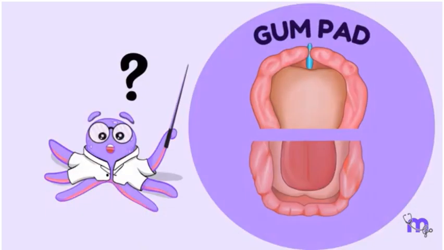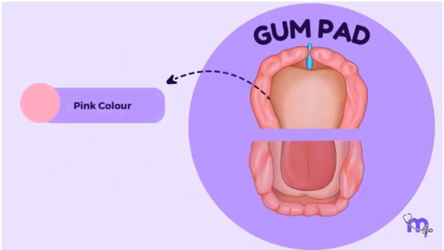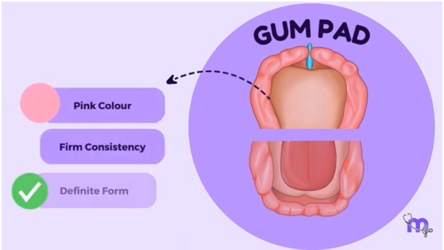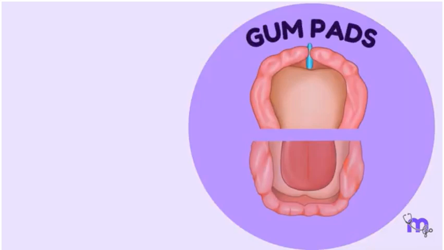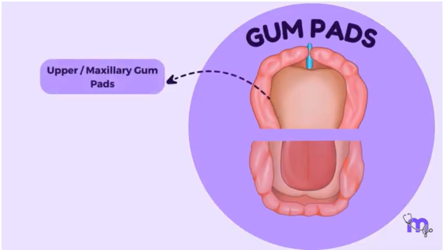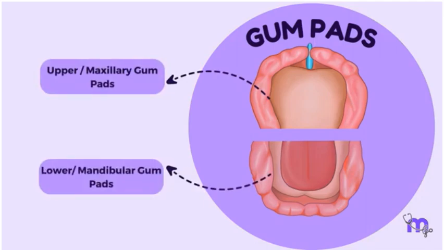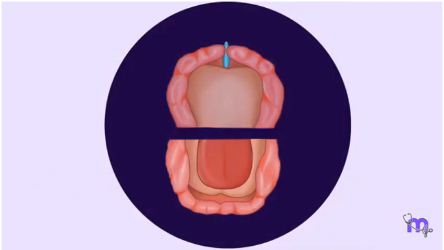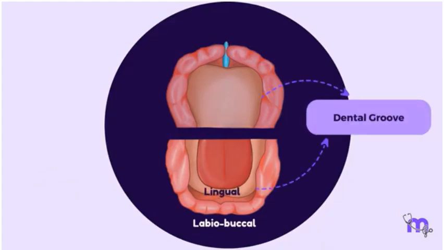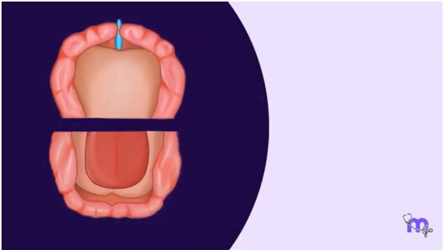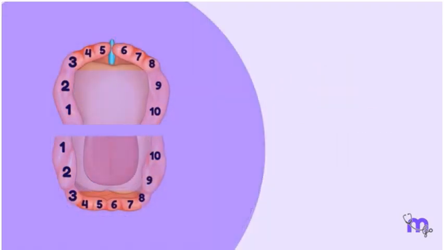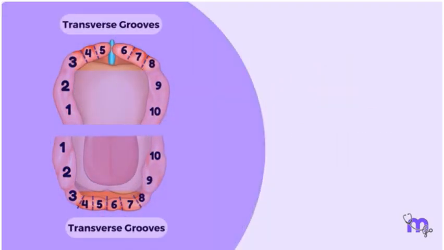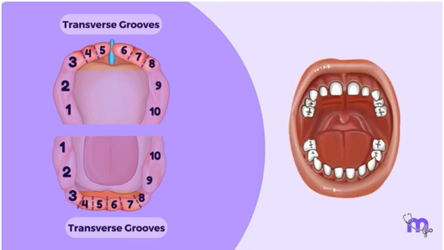What does a healthy gum pad look like? It is pink in color, firm in consistency, and definite in form. The oral cavity comprises a pair of gum pads, the upper or maxillary gum pad and the lower or mandibular gum pad. They develop as the labiobuccal and the lingual parts, separated by the dental groove. They are further divided vertically into 10 cranberry like segments, each by the transverse grooves. They correspond to unerupted deciduous teeth.